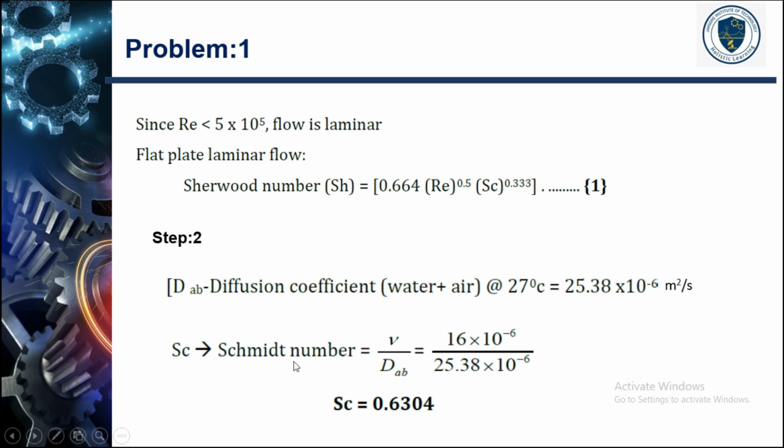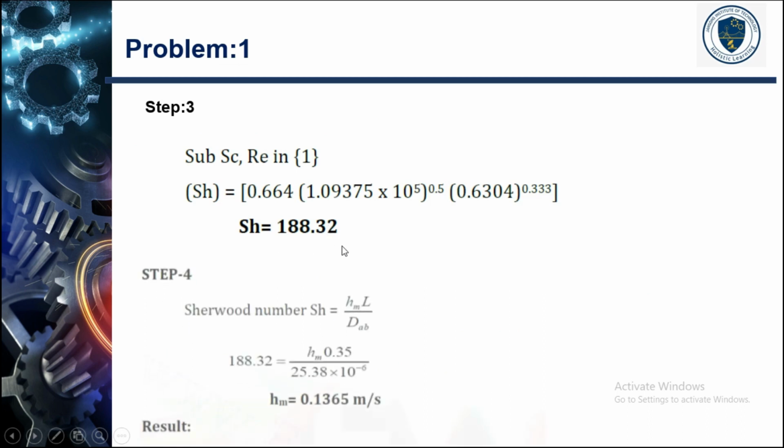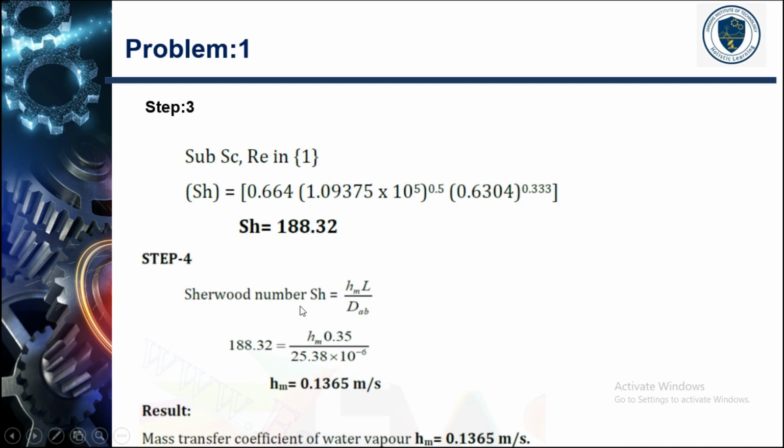So after finding the Schmidt number, now we have to find the Sherwood number. So now substitute there, and we find the Sherwood number. After finding the Sherwood number, what is the formula for the Sherwood number? hML by DAB. So we already know the Sherwood number, and from it we find the convective mass transfer coefficient of the water vapor. So that's it about problem number 1.